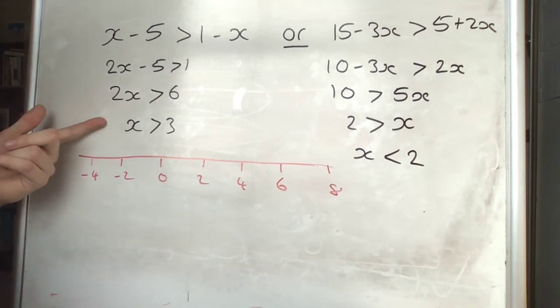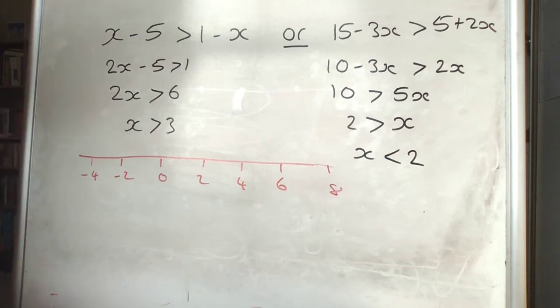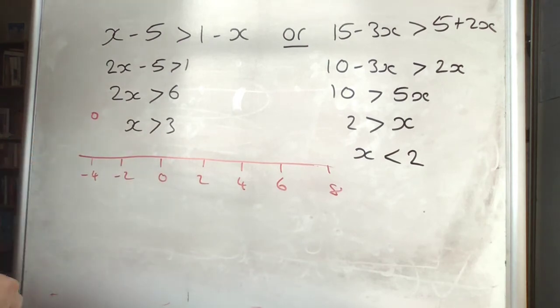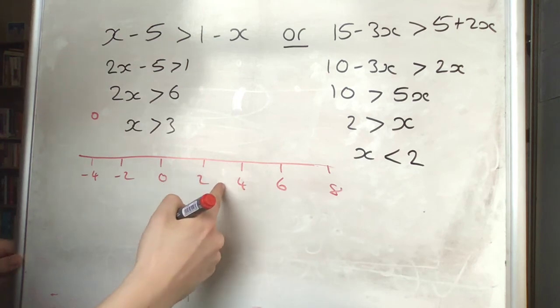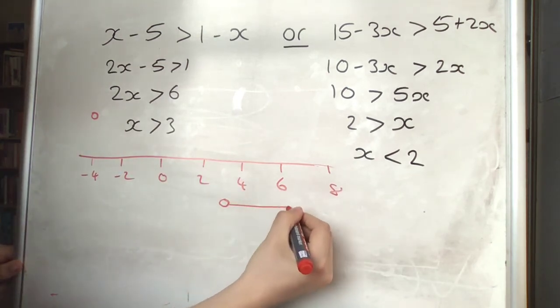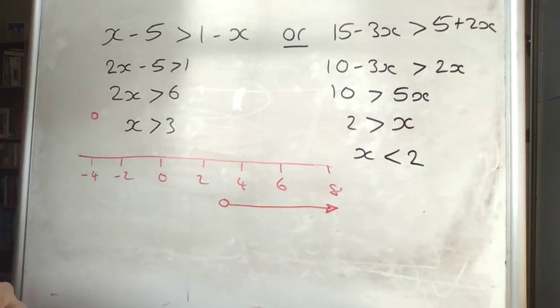So let's start with x is greater than 3. Now we know that if it's going to be greater than 3, but not greater than or equal to 3, then we're going to have to represent this with an empty circle because it doesn't include 3 itself. So let's put that on our line. So we've got 3 around here, like such, and it's greater than 3, so it goes all the way over to here.